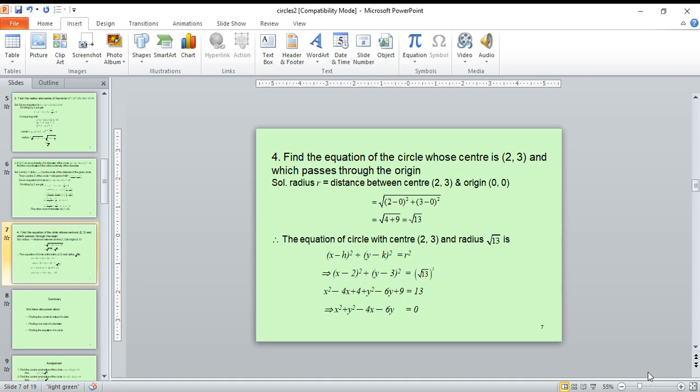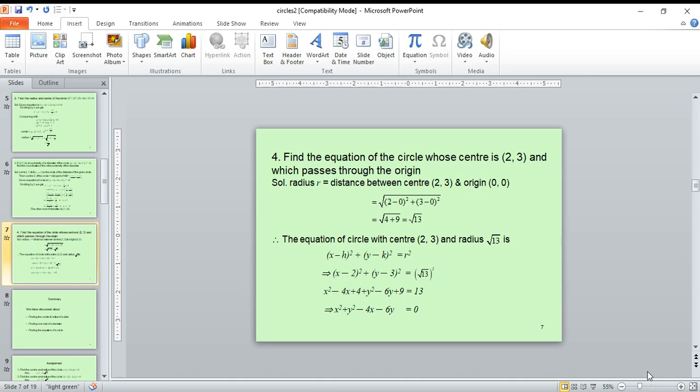Center h comma k equal to 2 comma 3. Using this center and radius, we have to find the circle equation. So, with center and radius, the circle equation is x minus h whole square plus y minus k whole square equal to r square. So here center h equal to 2, k equal to 3, x minus 2 whole square plus y minus 3 whole square equal to r square, which is root 13 square.